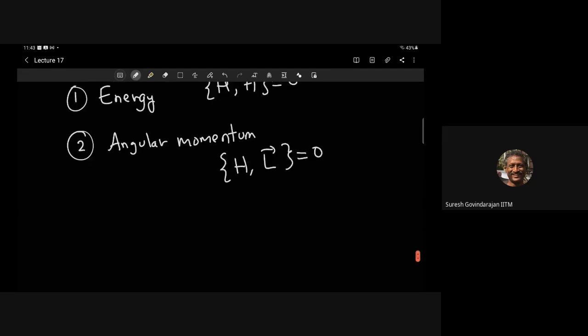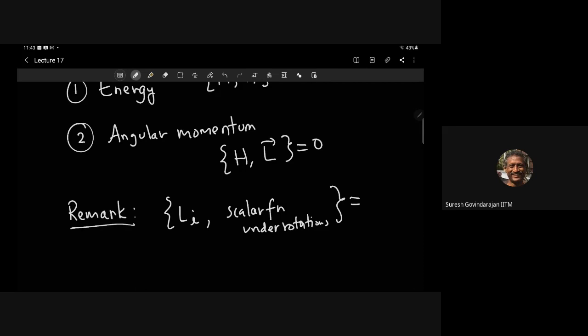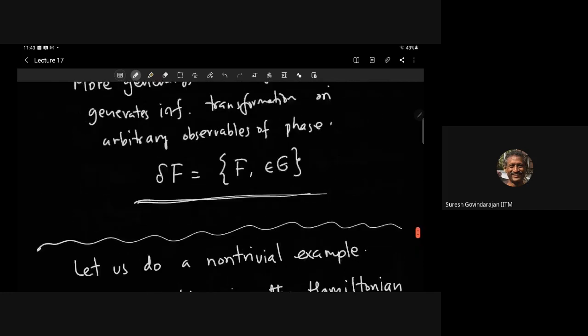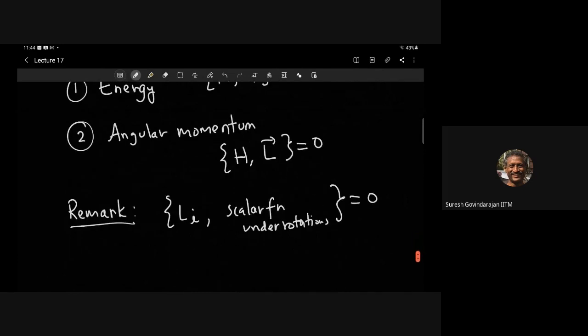Okay, so I want to make a remark now. Angular momentum Li, with any scalar function under rotations, what should this be equal to? 0. Yeah, and that comes back to our picture that it generates rotations. If you take L1, it will be generating rotations about the x-axis, right? But how does a scalar function change under rotations? Even for finite rotations, it doesn't change. So this is that statement.